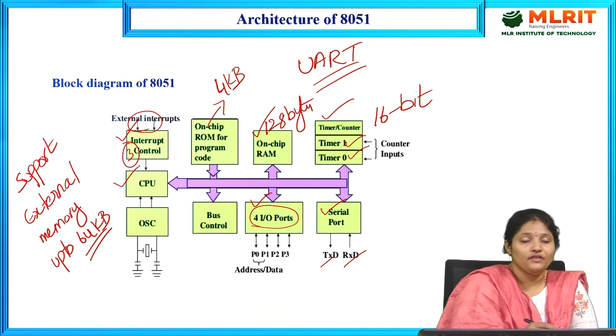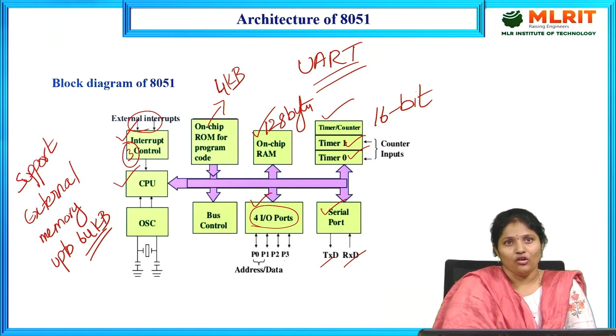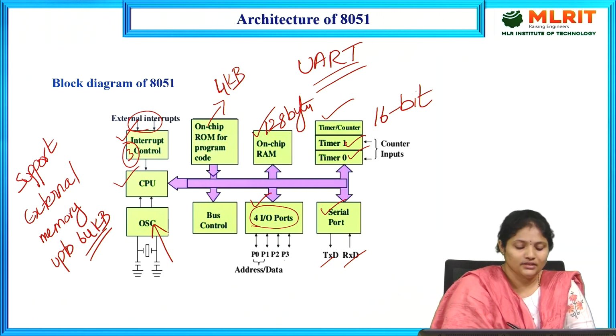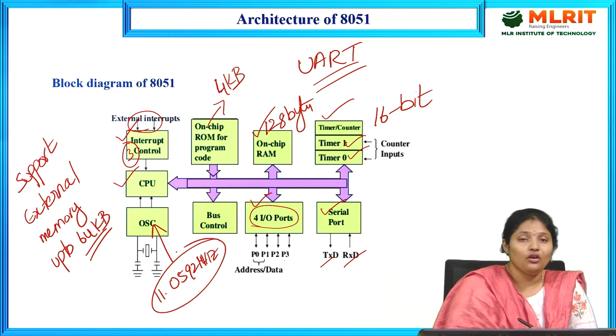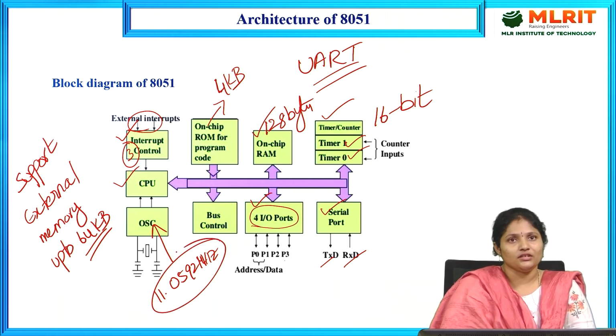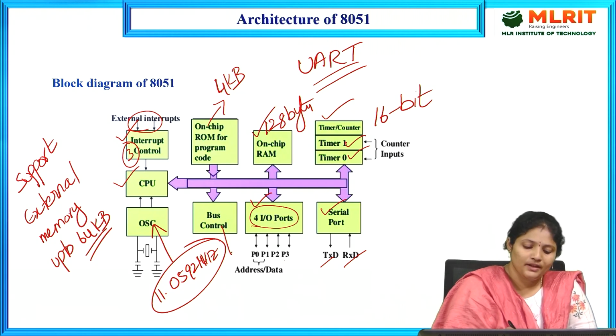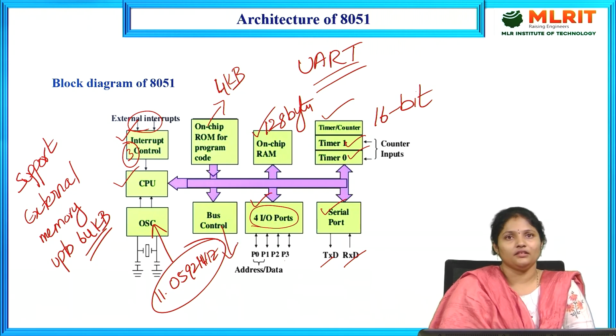And the CPU performs the logical and arithmetical operations; the processing is done using the central processing unit. This is the oscillator which generates 11.0592 megahertz of clock frequency. This is the crystal oscillator inbuilt in the 8051 chip itself. This is the bus control which is used to transfer the data within or outside the microcontroller. So this is the block diagram of 8051 microcontroller.